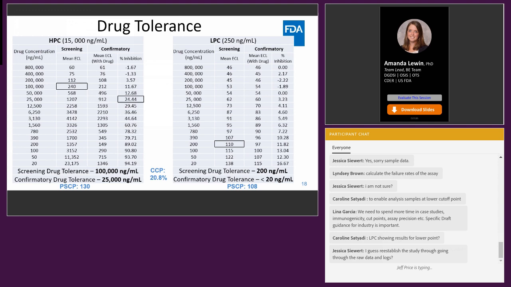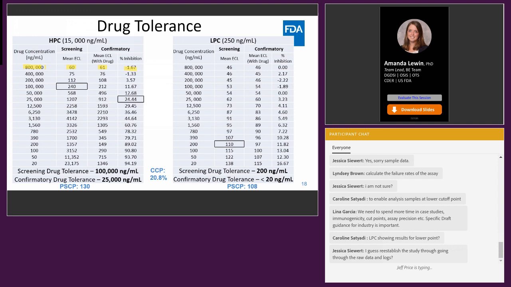So if we look over to the left-hand side's table, and we'll just look at the row for the 800,000 nanograms per mL, this is how much drug is added to each of the wells corresponding to the screening and confirmatory assay. The ECL value for those results are shown in that same row. So the screening assay with 800,000 nanogram per mL of drug on board resulted in an ECL value of 60. For the confirmatory assay, the result was 61. From those two results, the percent inhibition was calculated at minus 1.67%.